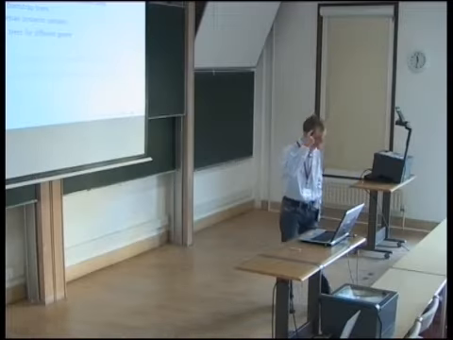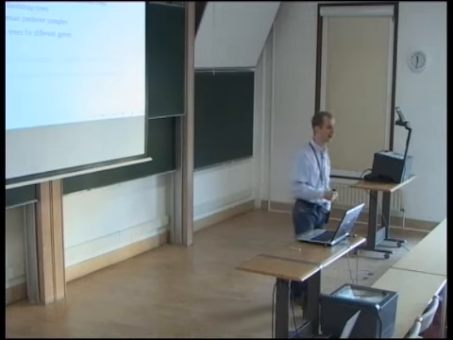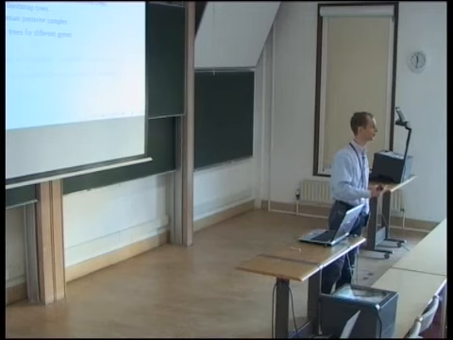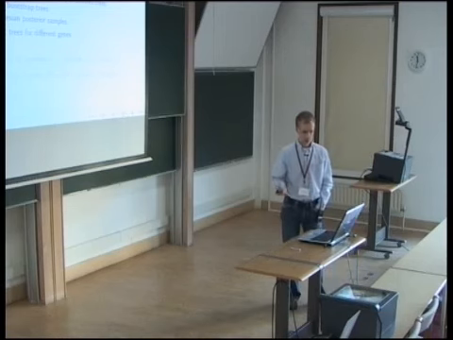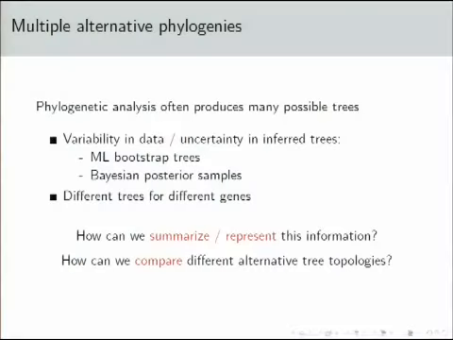As Tandy said earlier, there's also a situation where we might have different trees for different genes. So we might have a whole bunch of different trees, one coming from each gene. And the question is, how can we summarize and represent all this information? What I'm going to be talking about in particular is how we can compare different tree topologies. It's actually quite a problem if, say, we've got 100 trees on 1,000 species, just to work out which trees have the same features, which trees differ, and where they're different. So it's essentially a visualization problem that I'm going to be talking about.